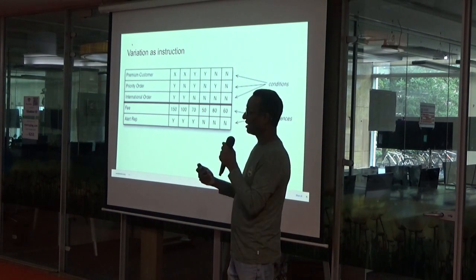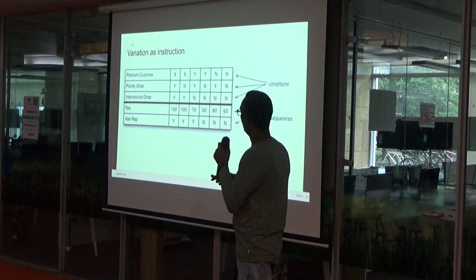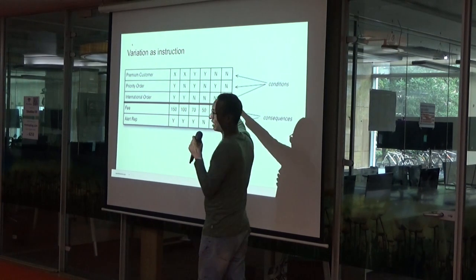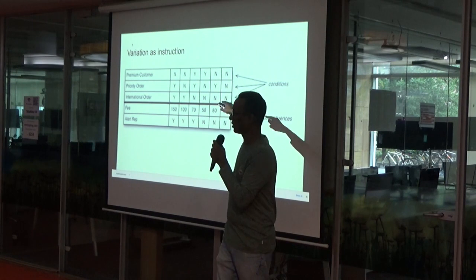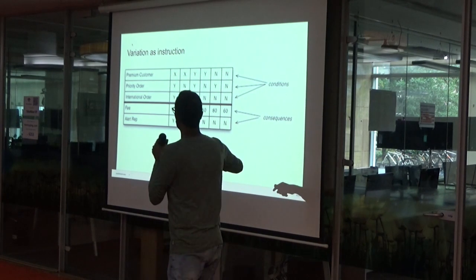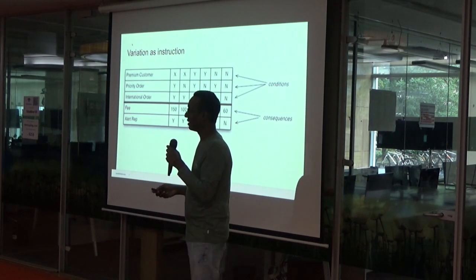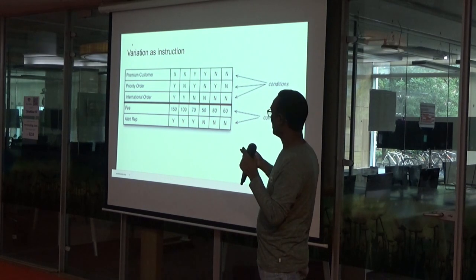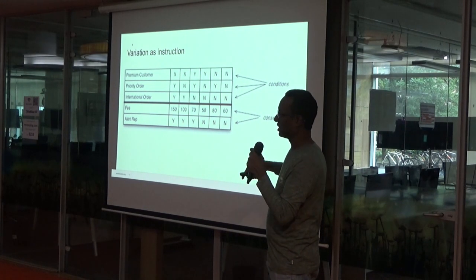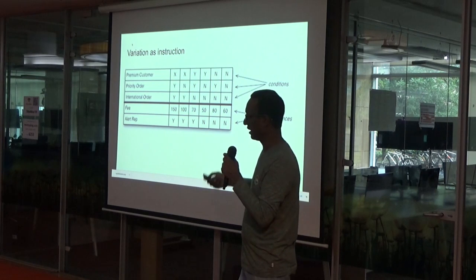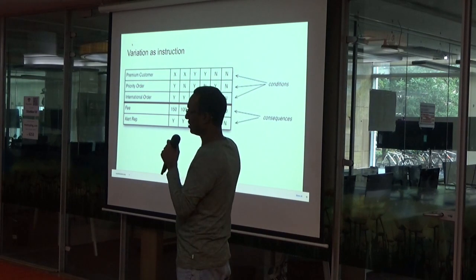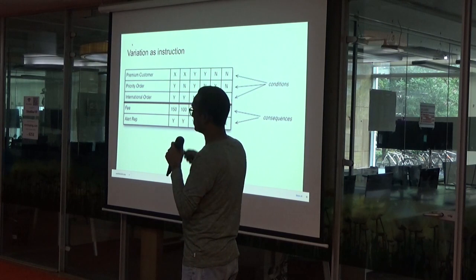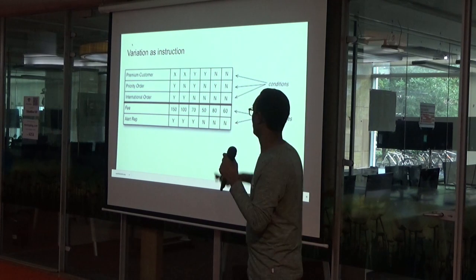Now, your client can define the decision table. The actual entries in each of these are not hard-coded into the code. So X and Y can be input at runtime, and you can execute it. So without having to recompile, you support different variations of this table. This is what I'm calling variation as instruction.